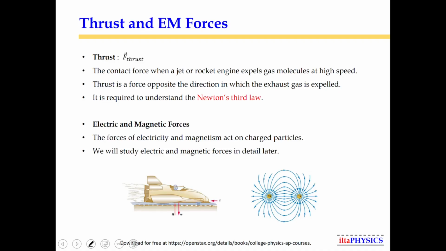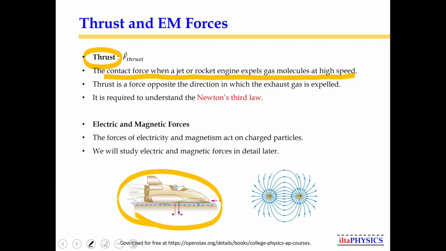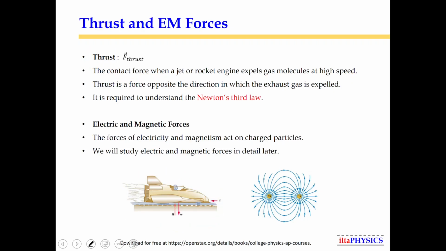Next is thrust, along with electric and magnetic forces. Thrust is the force created when an engine, like on a rocket or airplane, pushes gas backward using explosions or high-pressure fuel. The force on the rocket goes in the opposite direction of the gas being expelled. We'll understand this much better later on when we learn about Newton's third law.